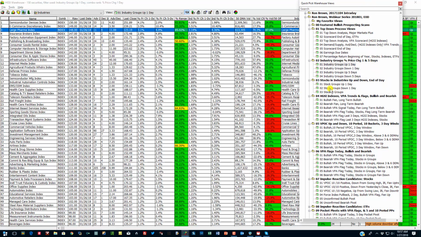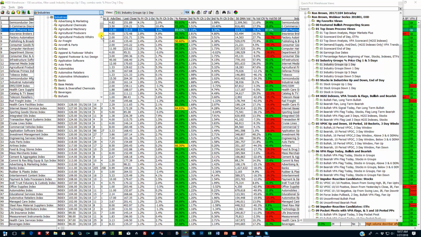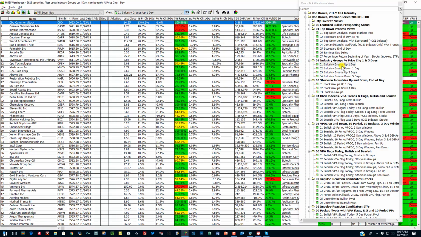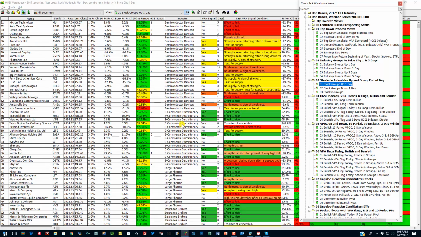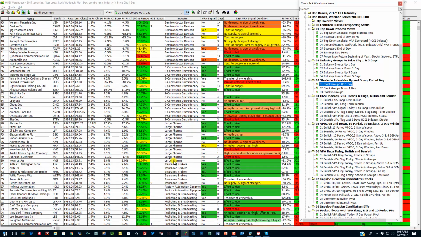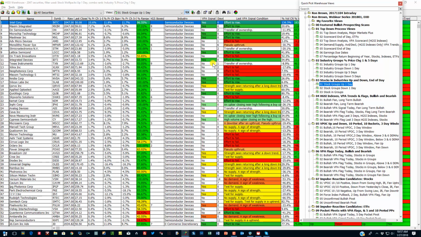Remember the top 3 here: semiconductor, e-commerce, discretionary, and large pharma, because what I like to do next, or the way I have these arranged, is I'll go down to folder number 3. These are stocks that are up for the day, but they're also in the groups that are up. So semiconductors, e-commerce, large pharma. If I move up to all securities, click on this, you can see that the top group of stocks is semiconductors, the second group is e-commerce, third group is large pharma. So these stocks are all coming up in the same order as the groups.